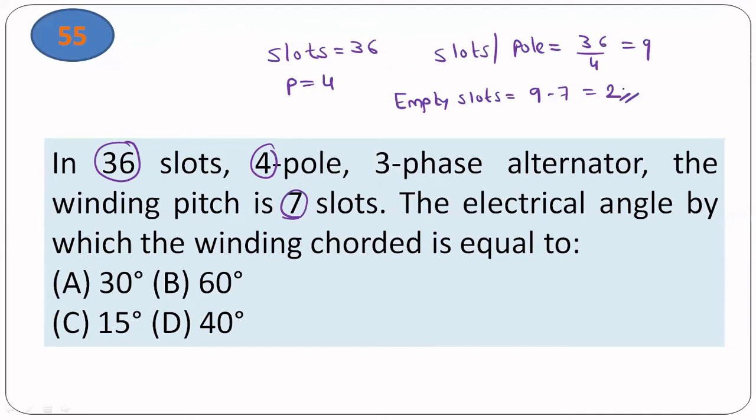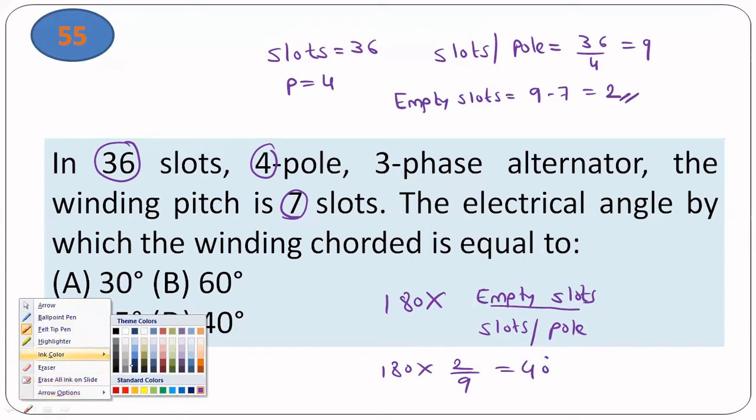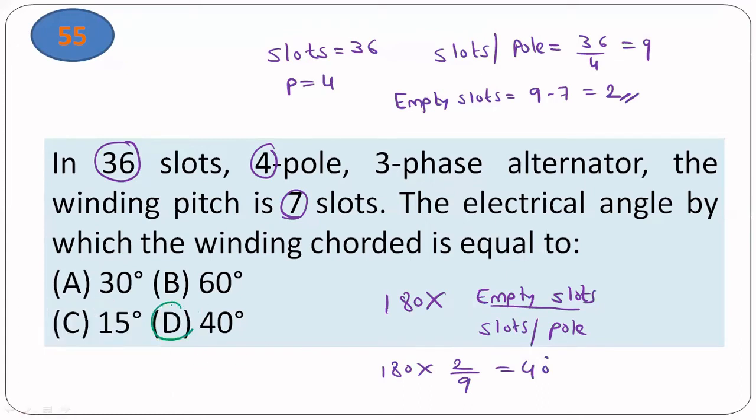Now, if we have to calculate the electrical angle at which the winding is chorded, this is basically given by 180 degrees into chorded slots divided by slots per pole. Okay, if we apply this, it is 180 into 2 divided by 9, which is 40 degrees. Okay, so 40 degrees, corresponding to option B.